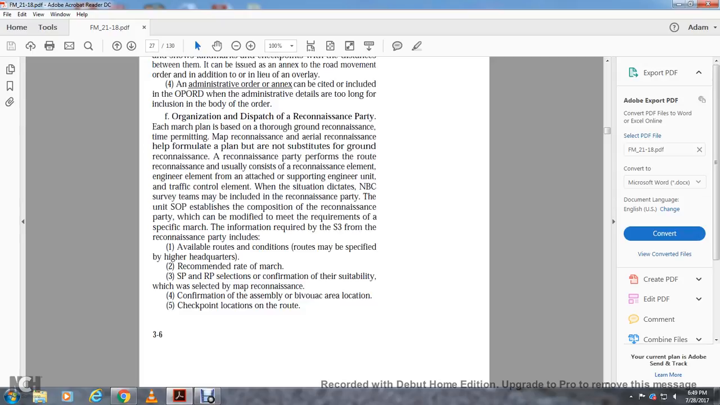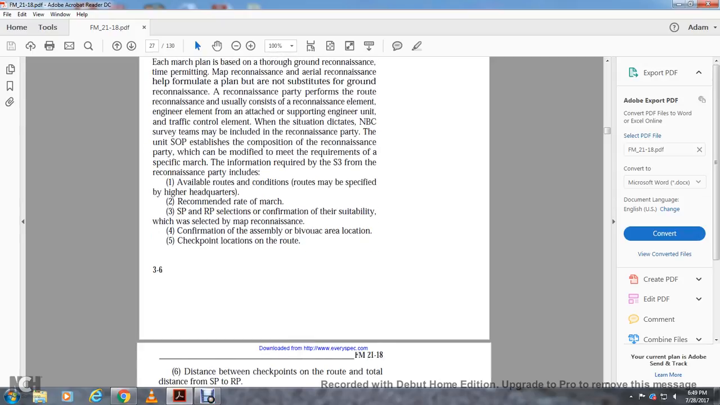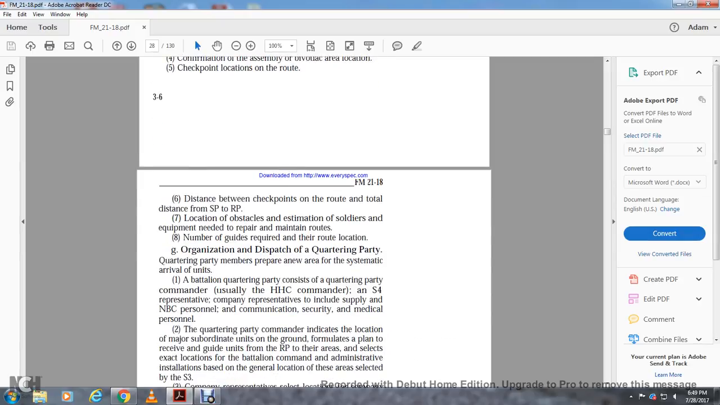includes confirmation of suitable assembly areas, bivouac areas, checkpoints, locations and routes, the distance between the checkpoints of the route, SP and resting places, starting positions, located obstacles and estimates of the soldiers and equipment needed to repair and maintain routes, and guides required for the route location.